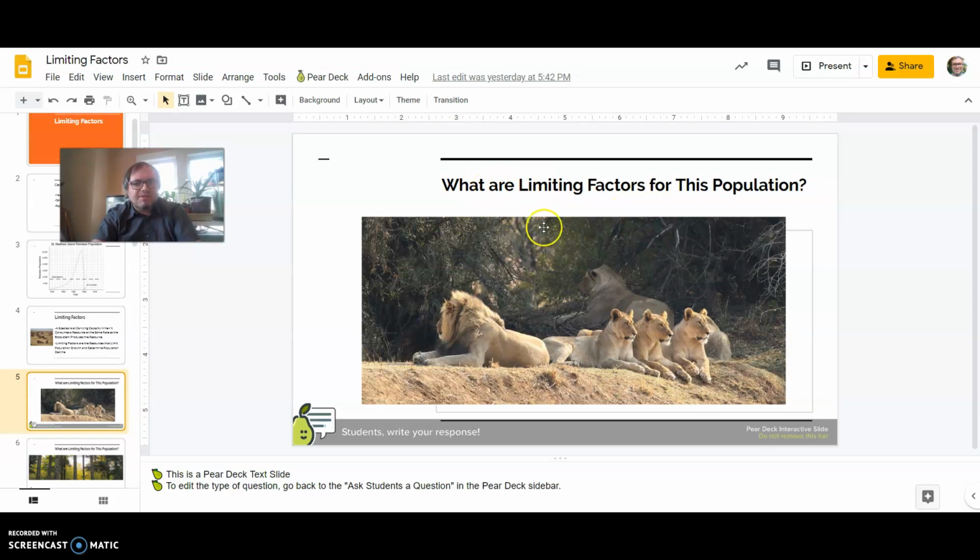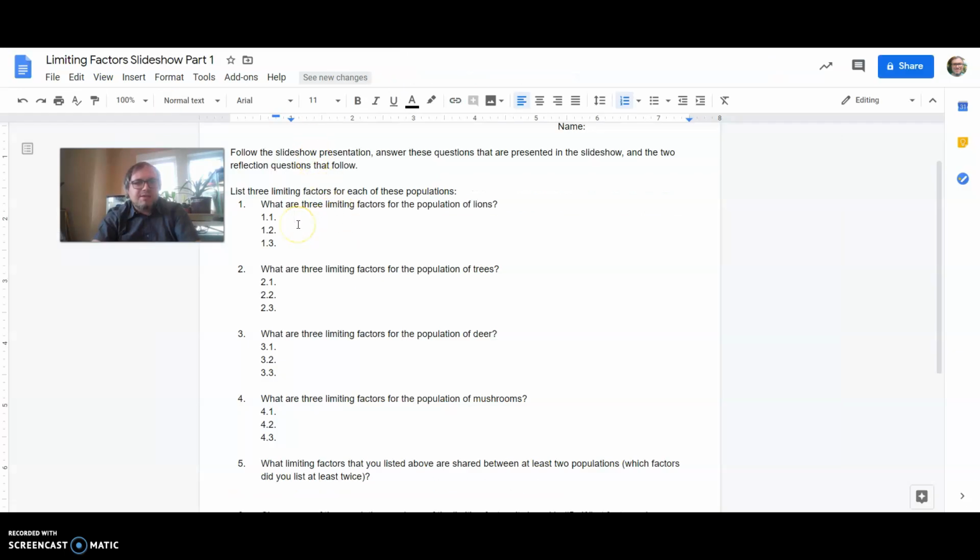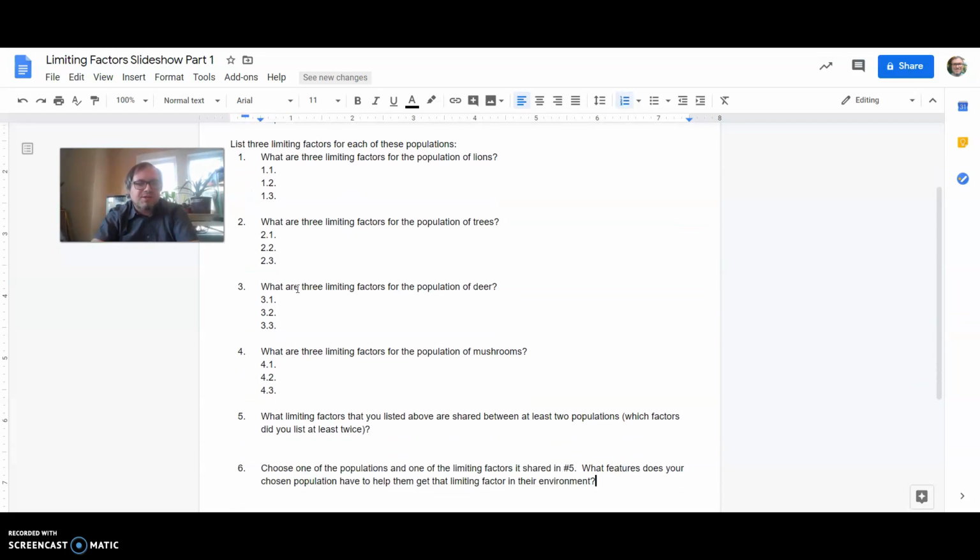This is the lion one in particular. What are the limiting factors for this population of lions? So here it says, what are 3 limiting factors for that population of lions? You just list all 3 of them out here. And recall that limiting factors are the types of things that organisms rely on, that they depend on in order to survive. They're things that if there aren't enough of them present in the environment, it's going to cause those populations to go down.